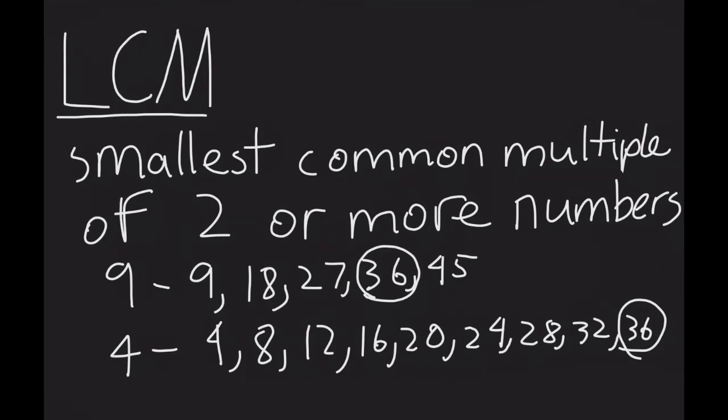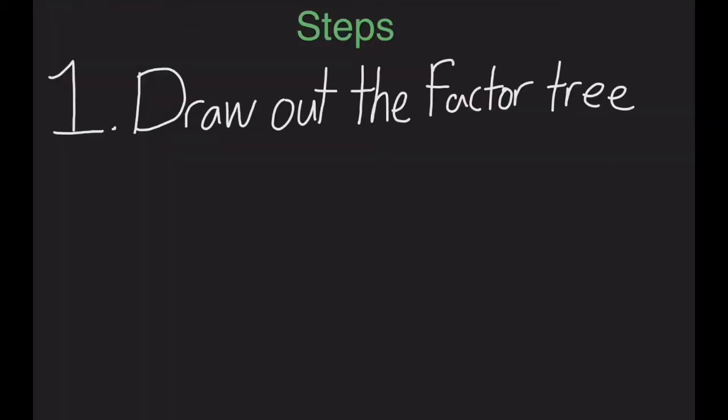Let's go over the step-by-step process of finding the LCM. The first step is to draw out the factor tree. For those of you who do not know, the factor tree breaks the numbers down into their prime factors. We will be using the numbers 12 and 8, so let's break them down.